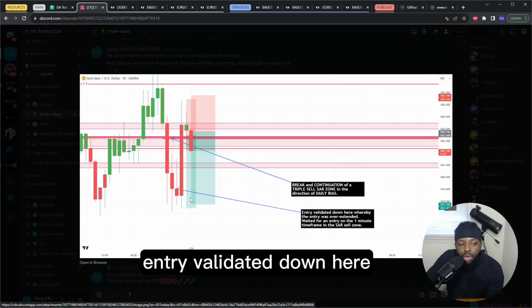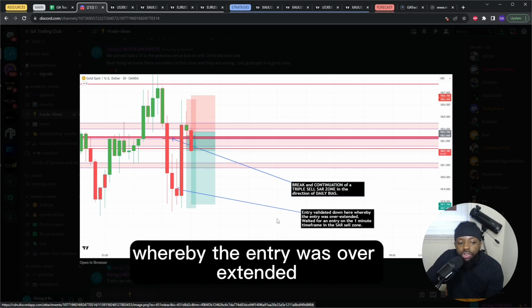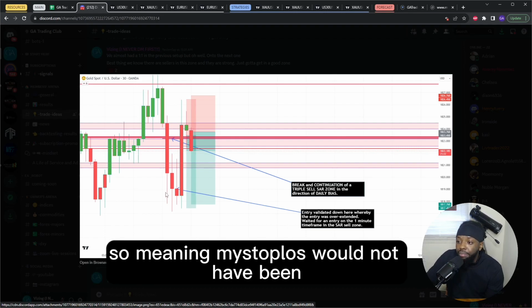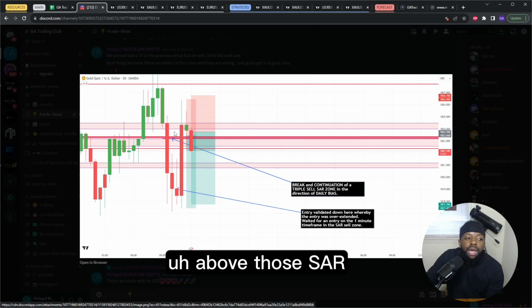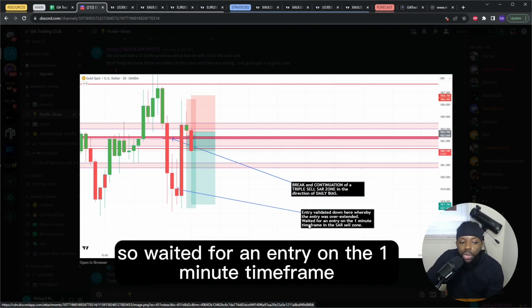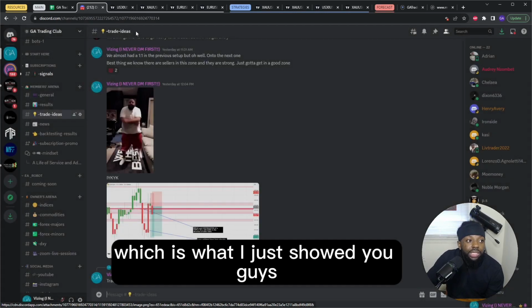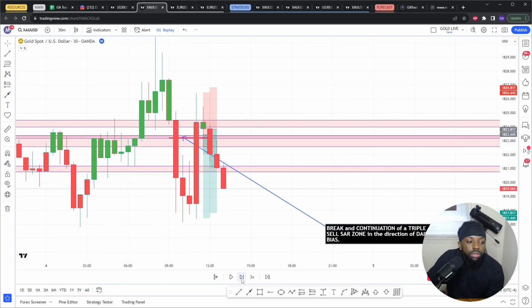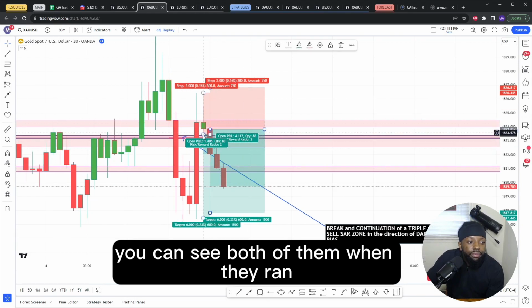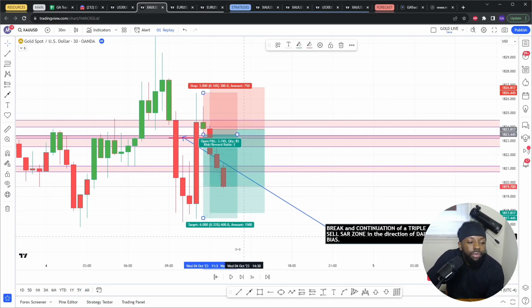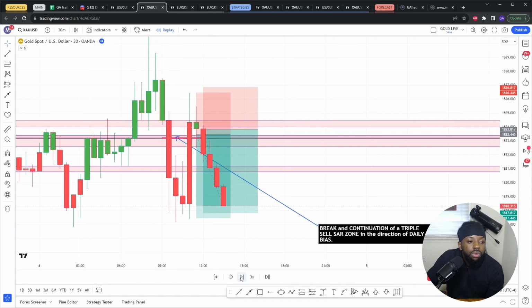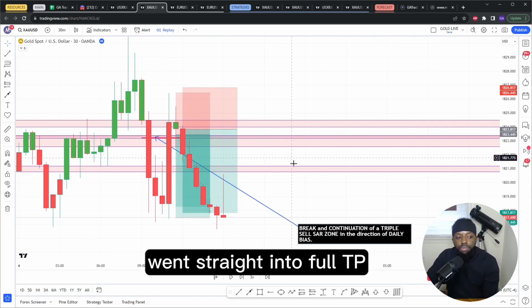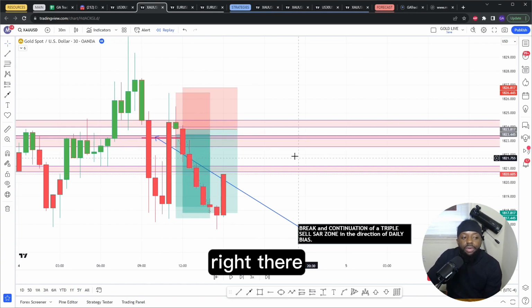Entry validated down here, whereby the entry was overextended, so meaning my stop loss would not have been above those SARs. So I waited for an entry on the 1 minute time frame in the sell SAR zone, which is what I just showed you guys. So for this particular trade, you can see both of them when they ran went straight into full TP right there.